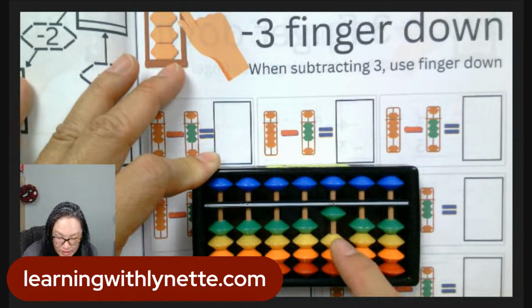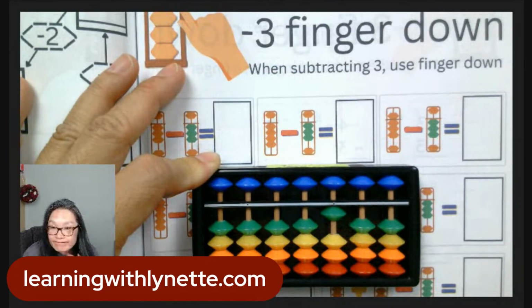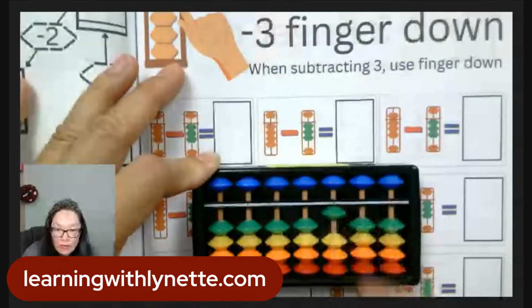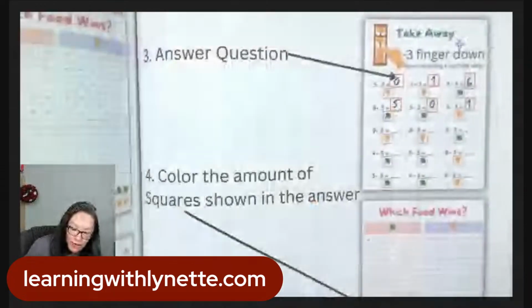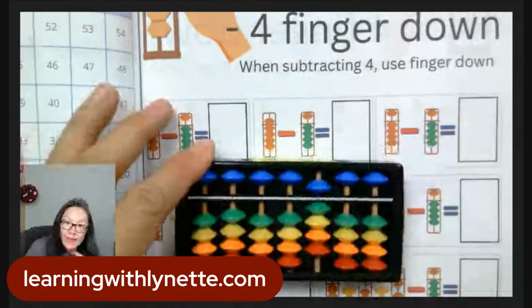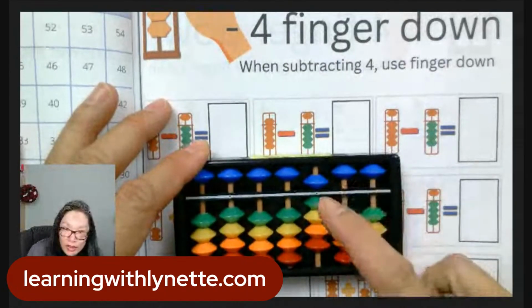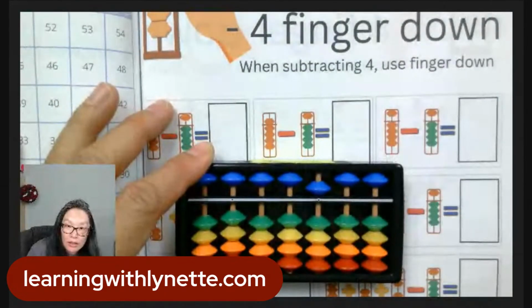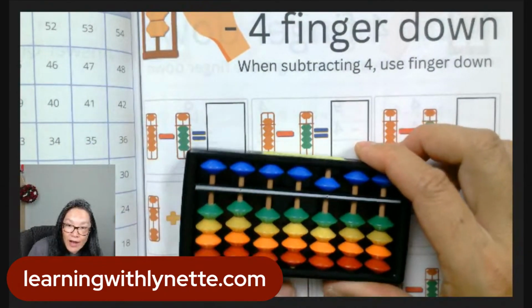So when I minus a 3, I have 1. We're moving it away from the horizontal bar. So let's see how fast we can do this. So now we have 4. Again, if I have 9 and I want to take away 4, all I got to do is move away from the horizontal bar. And my final answer is 5.